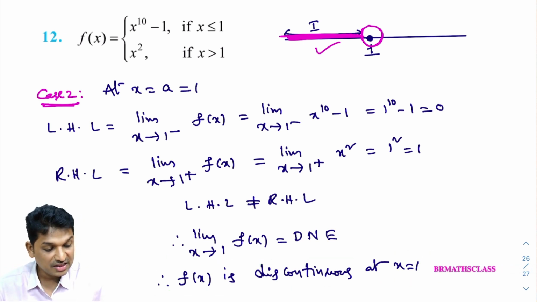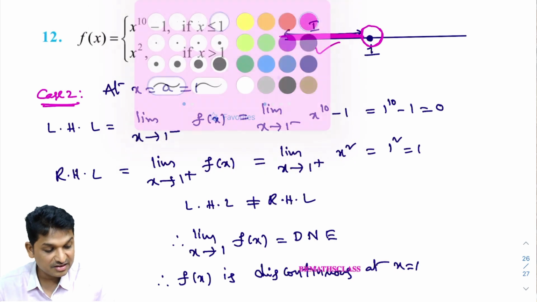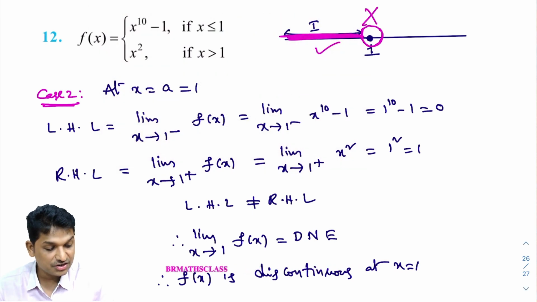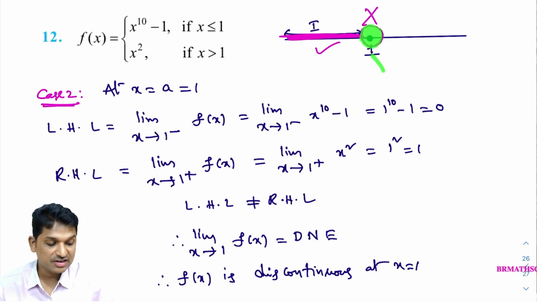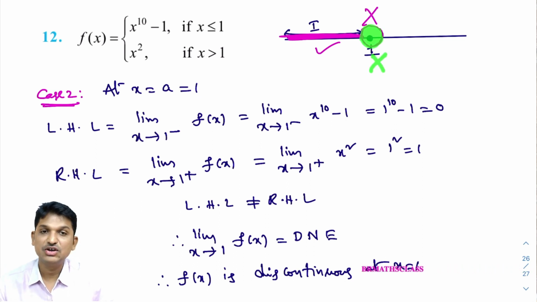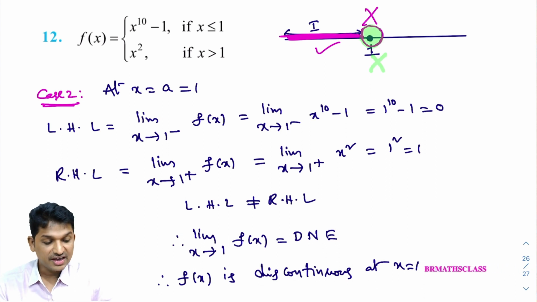You see here, in this case, I got discontinuity. I checked continuity at this point and got that it is discontinuous. They are asking to find the points of discontinuity. That means I got a point here. At this point, this function is discontinuous. Now case 3. What is case 3? I need to check the continuity in this zone also.